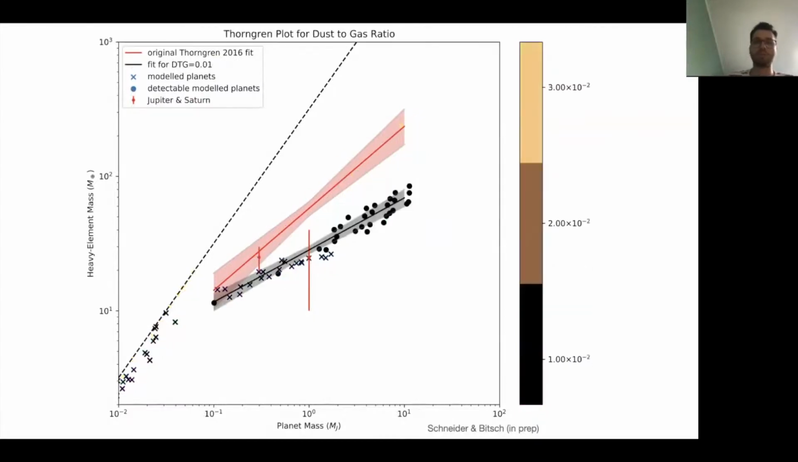Now, how about the dust to gas ratio? The dust to gas ratio basically sets how many solids we can accrete. And solids, of course, contribute quite highly to heavy element mass. So if we have a low dust to gas ratio, we get planets with low heavy element mass. If we have higher dust to gas ratio, we might even reproduce the Thorngren fit. So in this case, with 3% dust to gas ratio, we get a very similar fit to Thorngren.